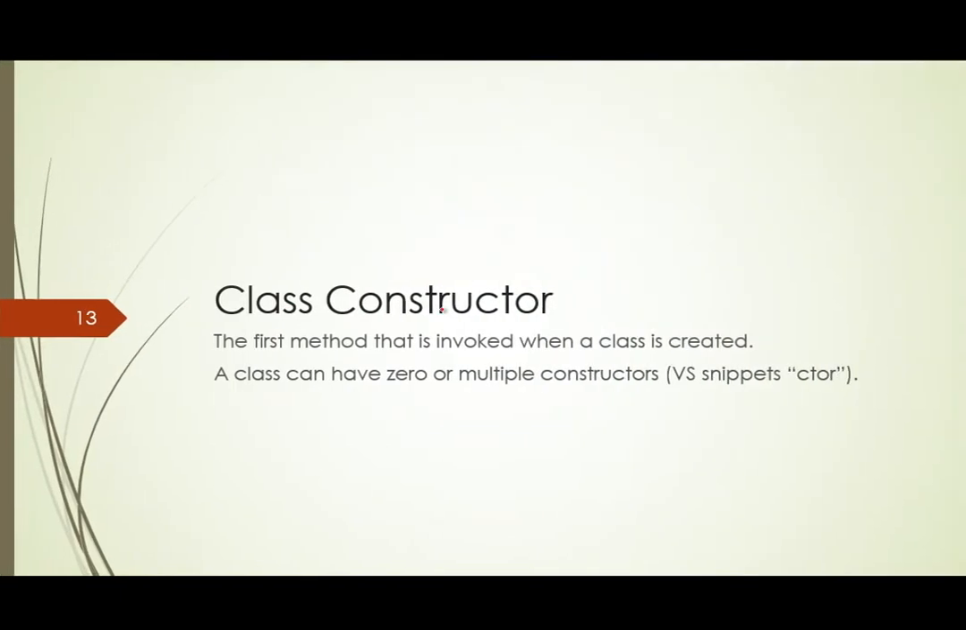So let's see a class constructor, because when a class is created, the constructor is the first method that is invoked. A class could have zero or multiple constructors. Even though a class doesn't have a constructor, it will call the constructor implicitly. So a constructor is always called. Whenever you call new Person, the constructor is implicitly called, even though there is no constructor. When you write a constructor, it is explicitly called. So let's see some examples of constructor coding.